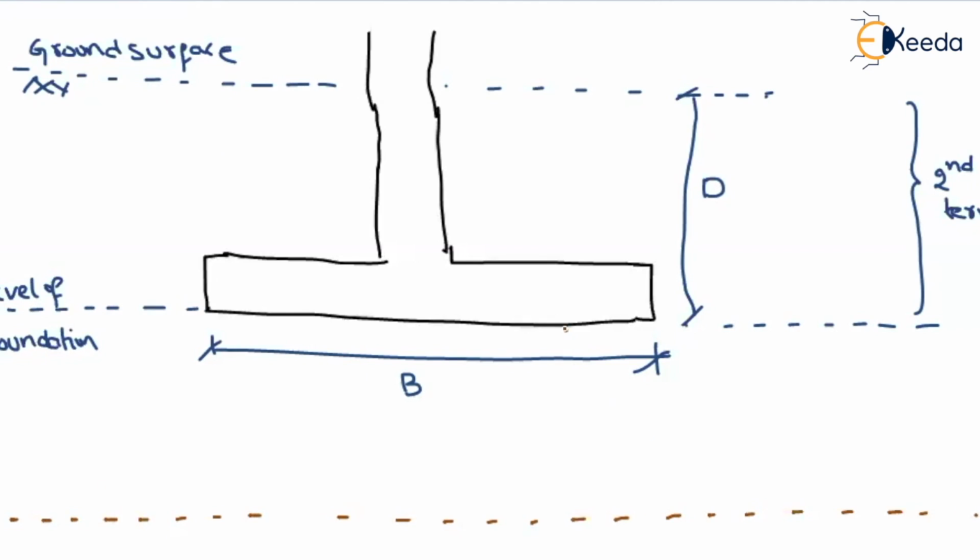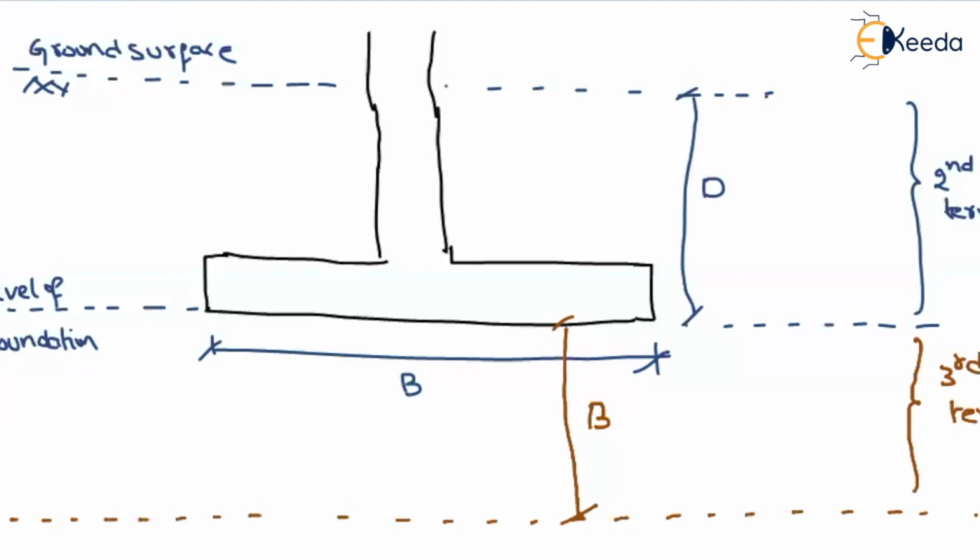So that layer is at a distance of B below the base of the footing. Remember, it is B below the base of the footing. So because of this, we are having the capacity of the foundation. So that's why this term is related to, I'm simply saying it is a thought term.